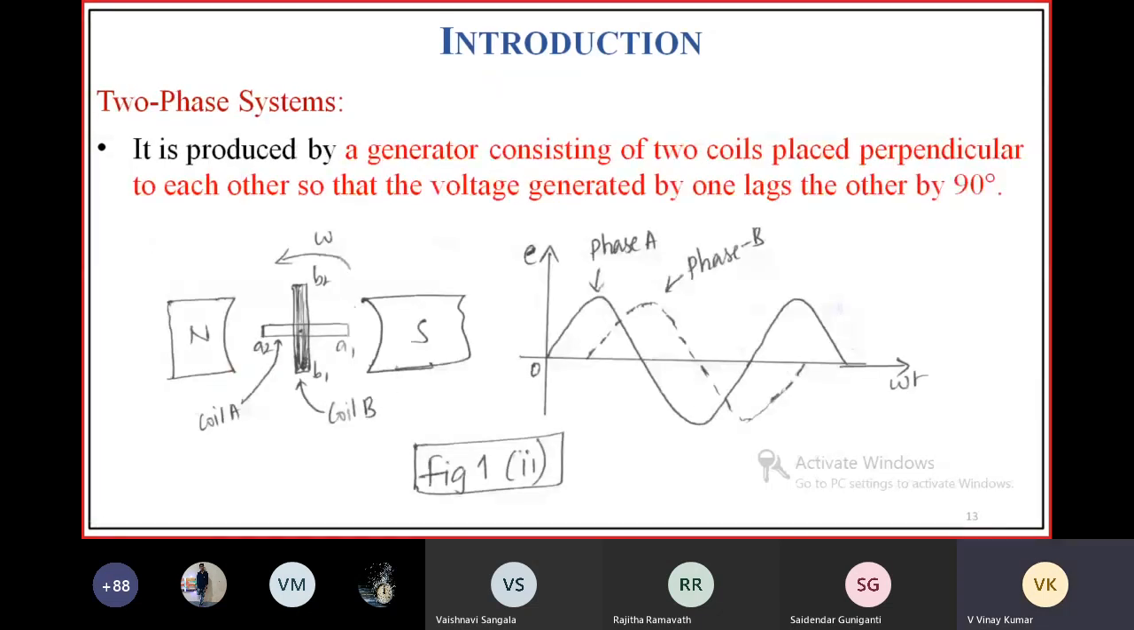So coming to the two-phase system. In a single-phase system, we generated only a single waveform, which is in sinusoidal form. Here we have a two-phase system. The two-phase generator will produce a two-phase system. A generator which has two armature windings is called a two-phase generator.